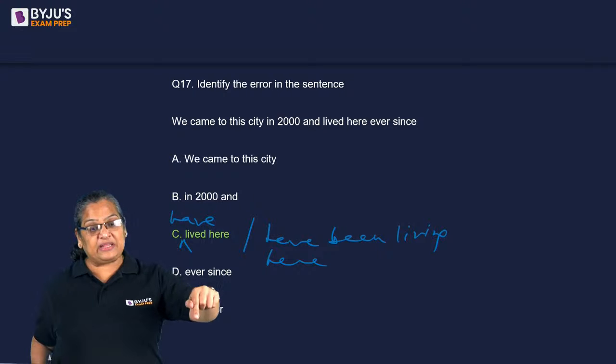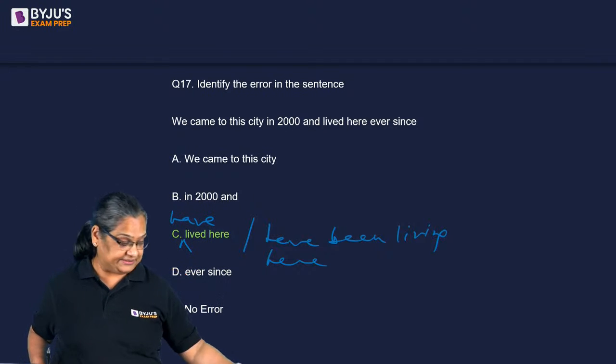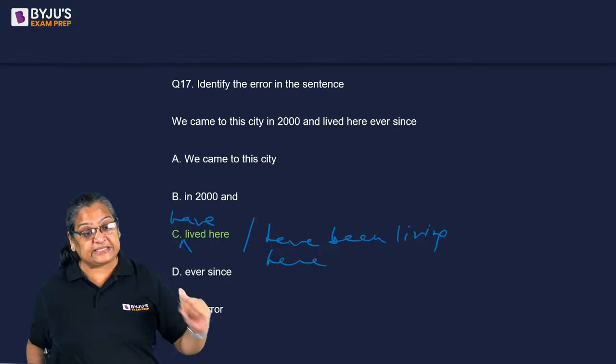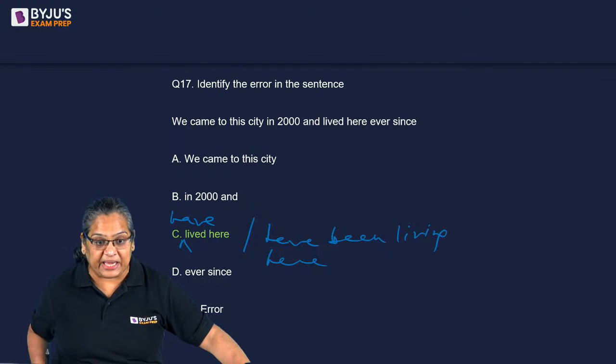So Rajvi, you gave me the answer "have lived here" and then you marked it something else. If "lived here" is wrong and needs a "have" there, then C is the part with the mistake, not D. That is another mistake I used to make.